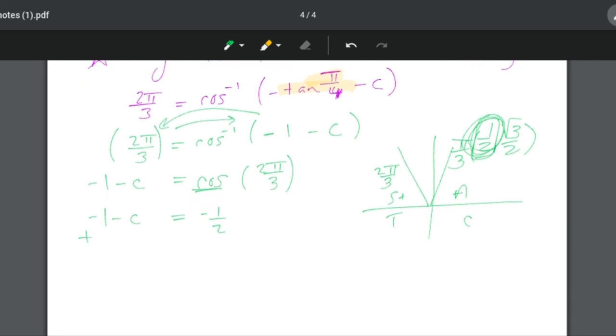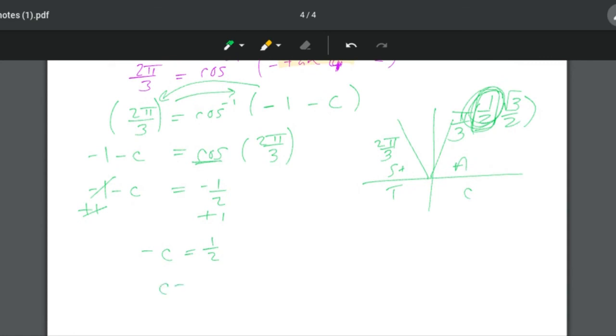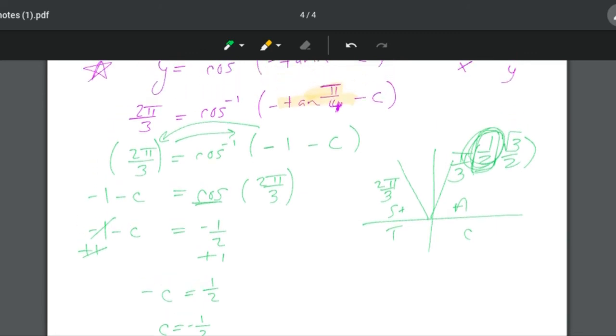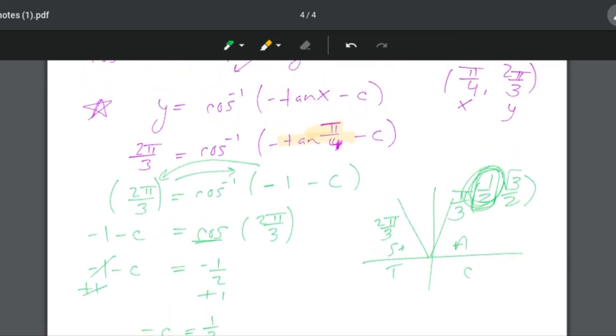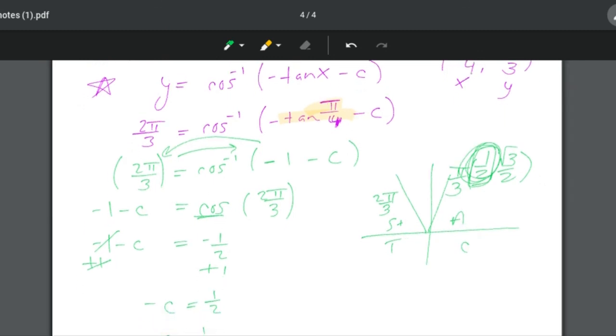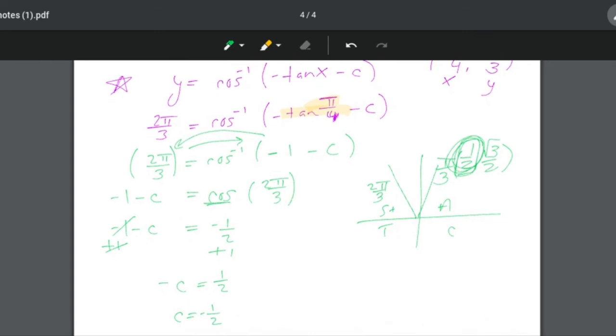All right, and then we can add 1 to both sides. If we do that, we get negative c equals 1/2. And of course, we want c, so divide both sides by a negative, you get c equals negative 1/2. All right, so let's go back up to our answer. We said that this up here was basically our answer, so we can basically rewrite it. If we rewrite this down here, we had y equals the inverse cosine of negative tan of x minus our c value was a negative 1/2.